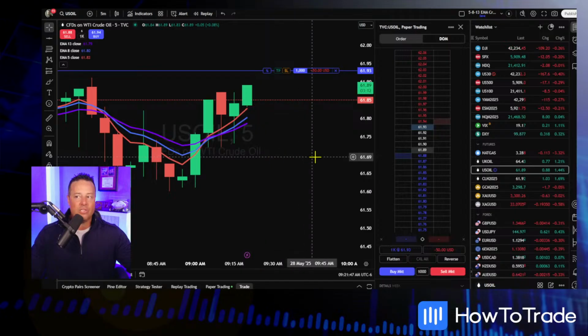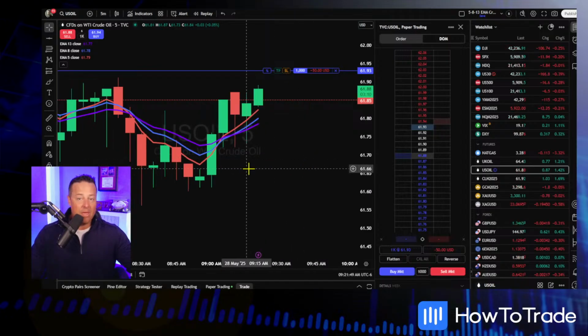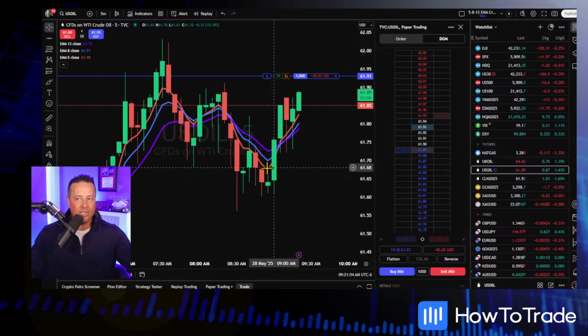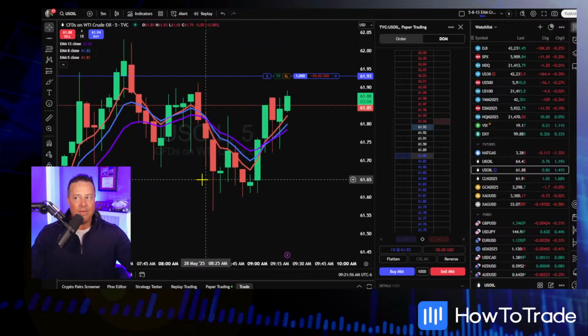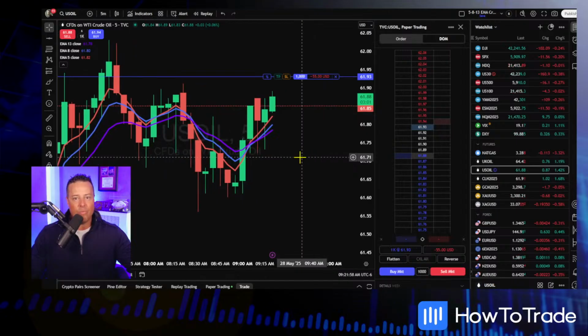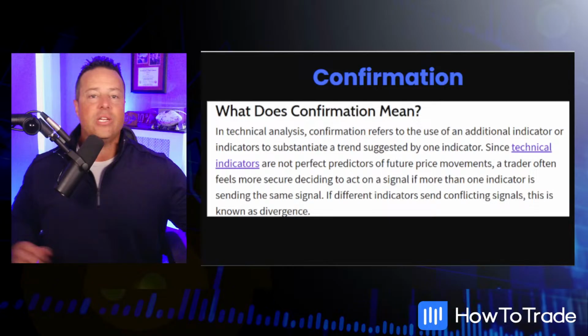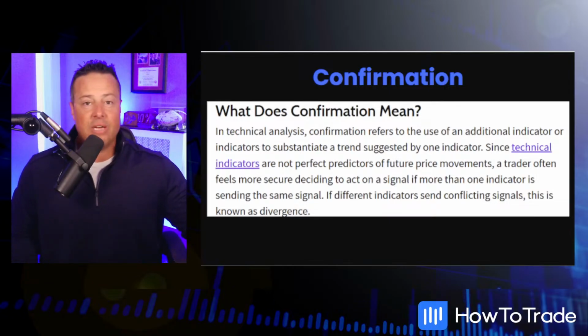Now, this is a 5-minute chart. So the question for me becomes, what's price doing and are we in a good trade location? Do we have a chance maybe to get a good rally out of this or not? Well, one of the ways that we can do that is establish confirmation. Now, what does confirmation mean? Let's just take a look at it.